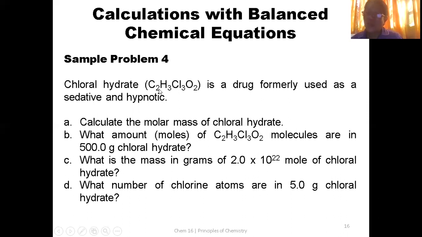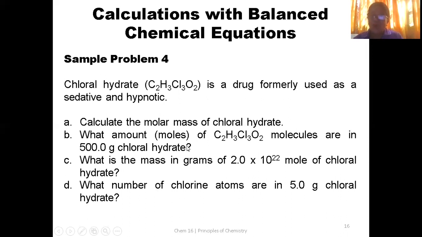That is, carbon is 12. Look into your periodic table. 12 times 2, hydrogen, 3 times 1. Chlorine, I think, is 35. Ang molar mass niya: 35 times 3, oxygen, 16 times 2. Okay, Anna, that's the molar mass. Before you convert that one, that's the molar mass.